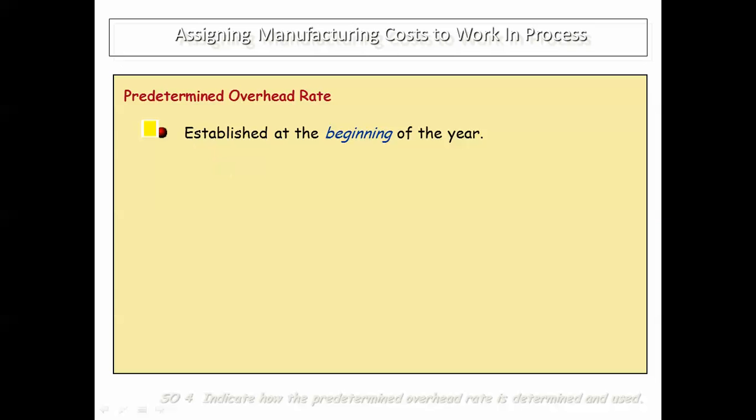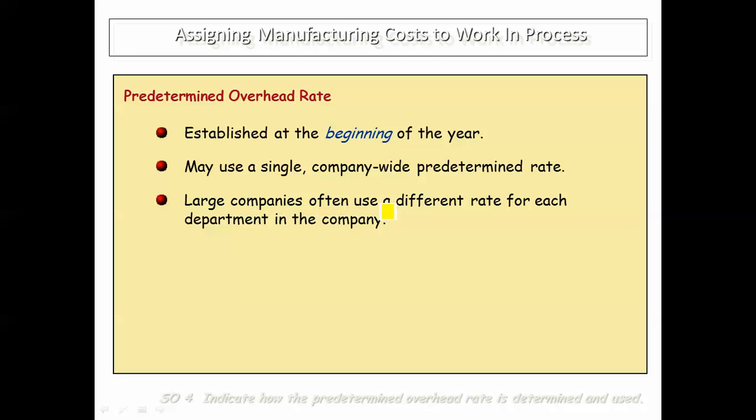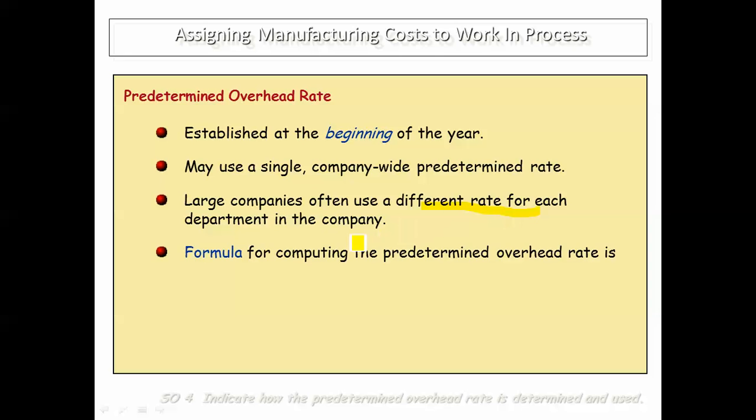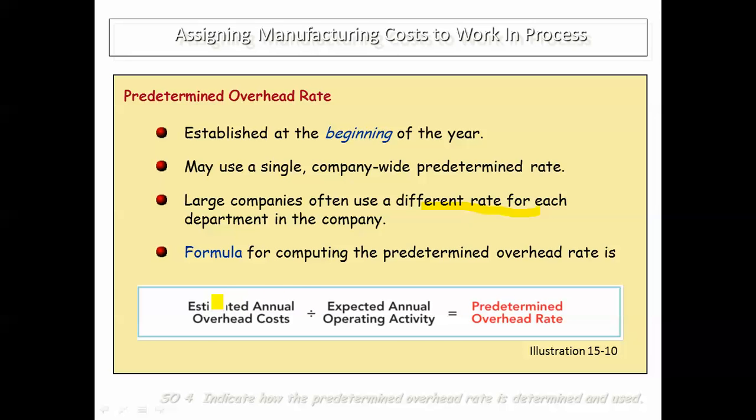For example, we estimate at the beginning of the year, and we estimate for the whole company. We may use a single rate, or we may use different rates for each department. Okay, but the formula is simply this. Not simply, this confuses a lot of people, but basically, we estimate at the beginning of the year the annual overhead costs, all manufacturing costs that are not direct material and direct labor. We estimate the level of activity. How many machine hours are we going to use the whole year? Or how many labor hours? Or what's the total labor cost? And we divide one into the other to give us a predetermined overhead rate.